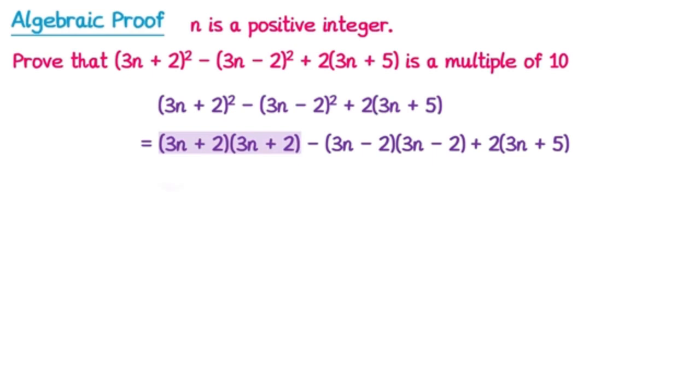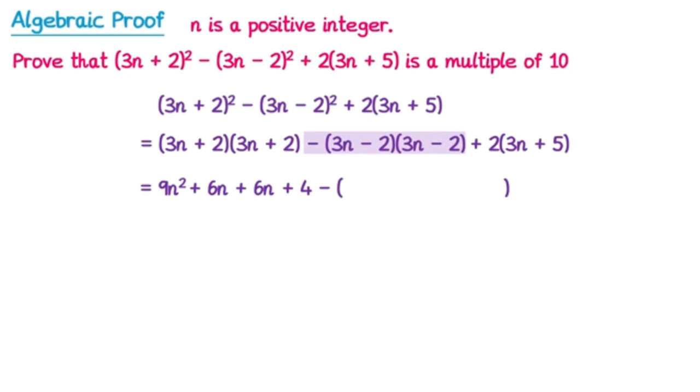3n times 3n is 9n squared. 3n times 2 is plus 6n. 2 times 3n is also plus 6n. And 2 times 2 is 4. For this next bracket, we're going to do that idea again, where we write one big bracket and write the answer to that expansion inside it. This prevents us from making any errors with our signs.